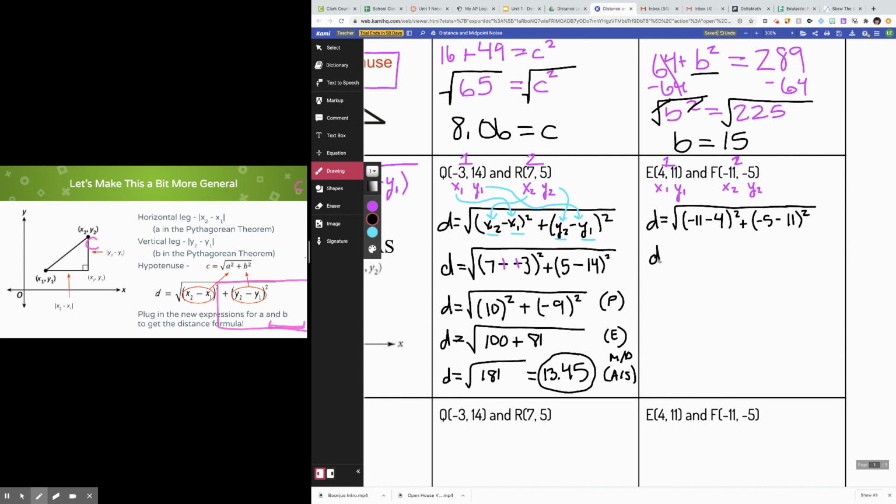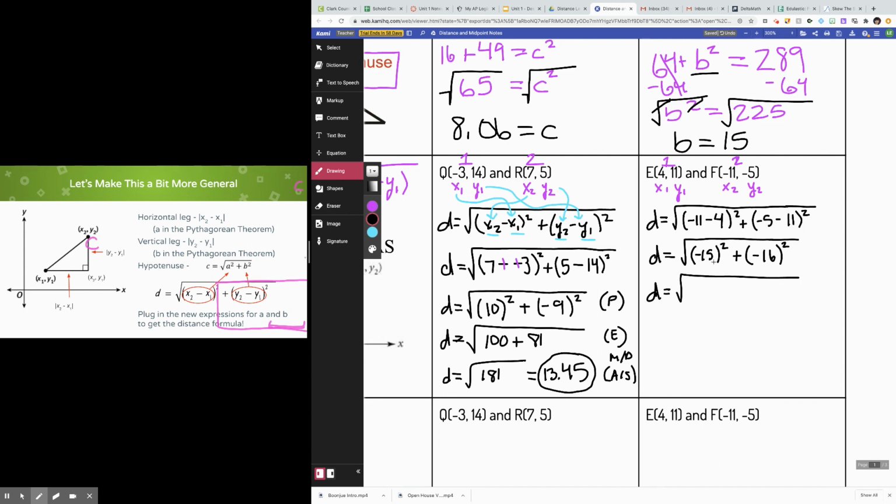Next, I need to simplify what's inside my parentheses. So -11 minus 4, they have the same sign. So the rule is when they have the same sign, you add the numbers and keep the sign. So this is -15 squared plus, and then same thing over here for y. You have -5 minus 11. They have the same sign, so you add the numbers and keep the sign. So this is -16 squared.